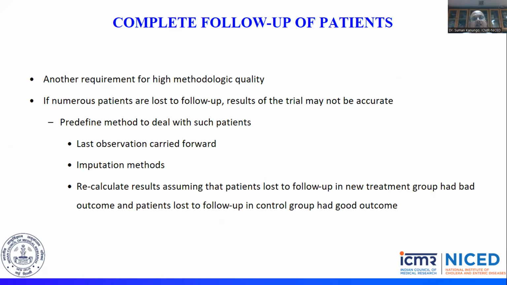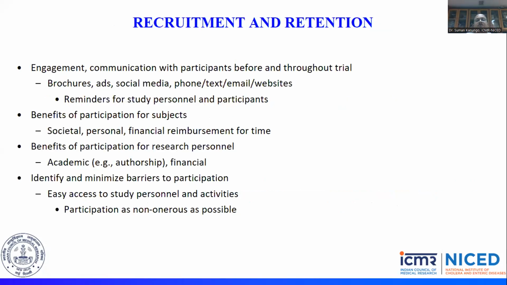There should be a predefined method to deal with such patients, such as last observation carried forward. We can use an imputation method sometimes if there is a loss to follow-up. And we recalculate results assuming that patients lost to follow-up in the new treatment group had a bad outcome and patients lost to follow-up in the control group had a good outcome. This is a very conservative approach we sometimes take into account.